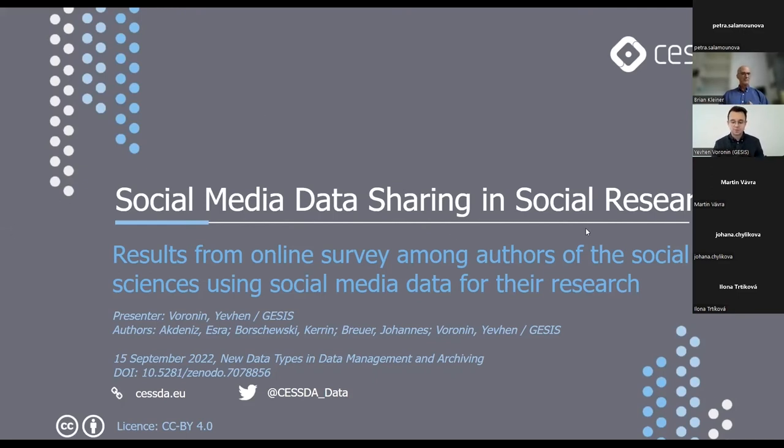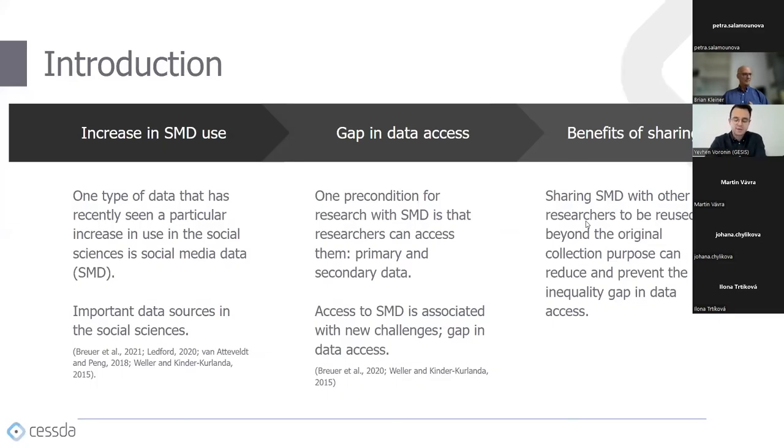I will start with a short introduction. As we have already mentioned, social media data, as a kind of new data type, became an important data source in social science. We can see an increased number of scientific publications that used social media data to gain insights into human behavior. Of course, social media data offers a broad range of topics, maybe less effort to collect data, large samples, high temporal resolution.